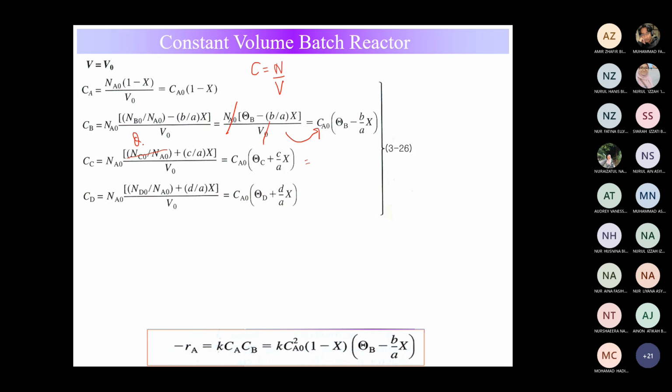theta C. Alright, this one, they have cancelled out x and n naught over n naught. Okay, that's why it remains x. So we get this one, and then so on. Okay, so this is how you get it.